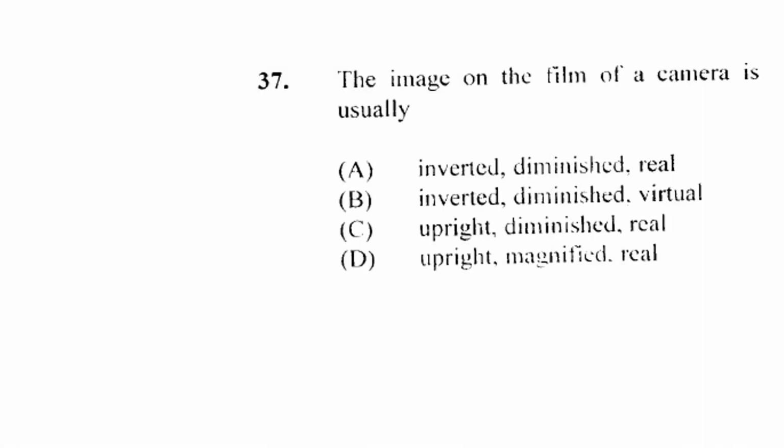Number 37. The image on the film of a camera is usually A, inverted, diminished, and real, B, inverted, diminished, and virtual, C, upright, diminished, and real, or D, upright, magnified, and real. Well, if it's the image on the film of a camera, then that means it is inverted, it is diminished, it's smaller than the real life object, and it's a real object.